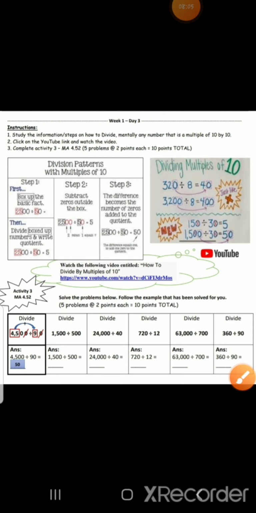Now, immediately when you see that you are dividing numbers that are multiples of 10, you can apply this easy way to divide numbers. So this is another way of doing mental math, but applicable in division. So let's take a look at number 1 for this activity 3 and apply the steps that are there. Let's take a look at the first activity.